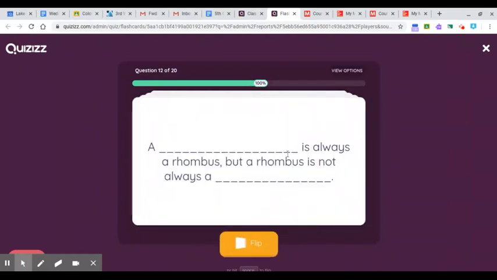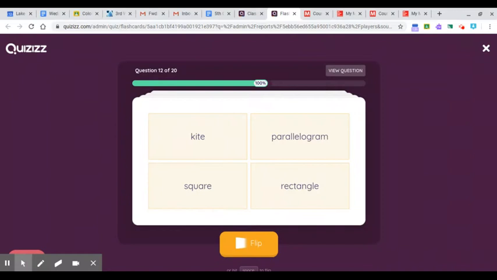A blank is always a rhombus, but a rhombus is not always a blank. So instantly when I read this question, I think square because, let's check. A kite is always a rhombus? Nope, we just said not to do that. So a parallelogram, let's go back and read the question and see if parallelogram would work. And rectangle, let's see what we got again.